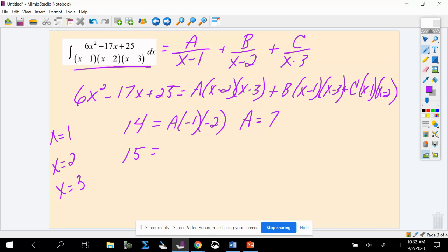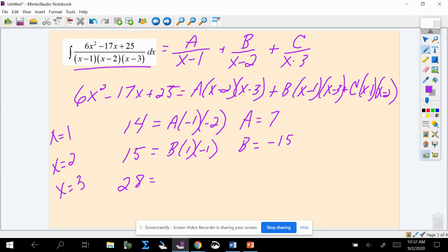2 is going to cancel the a term, it's going to cancel the c term. We are going to have a b term, so we're going to have b. When I put 2 in, I get 1 times negative 1, so that means b must equal negative 15. And now when I put 3 in, so 6 times 3 squared minus 17 times 3 plus 25, I get 28.